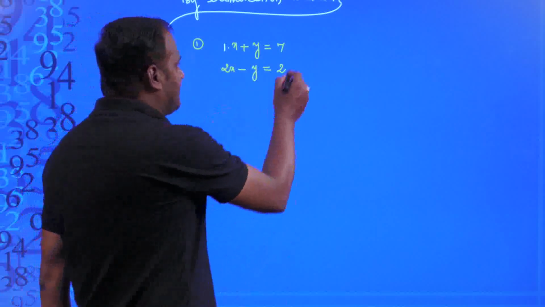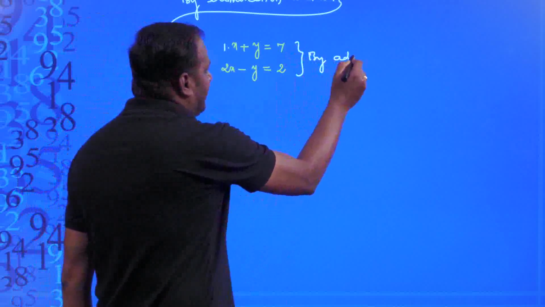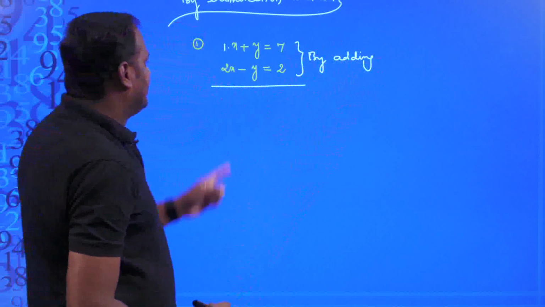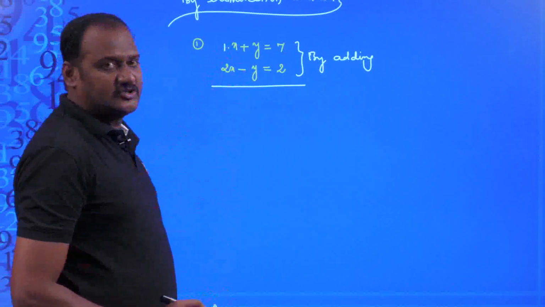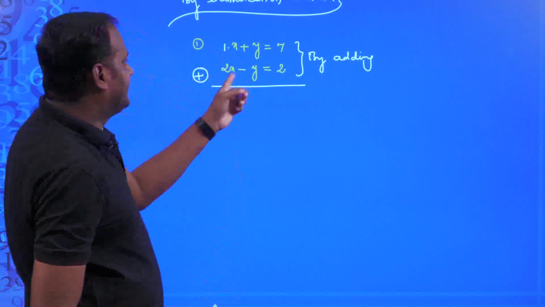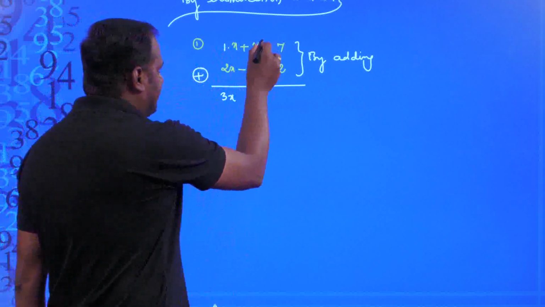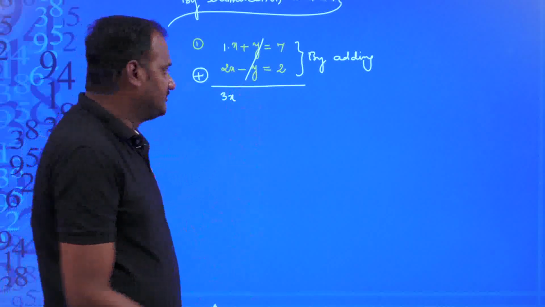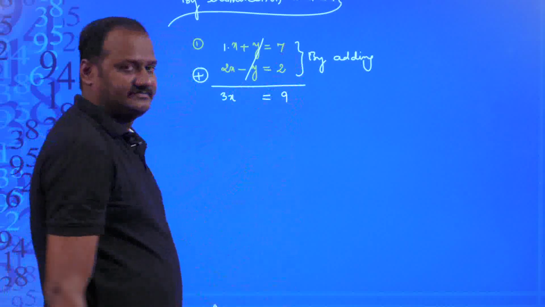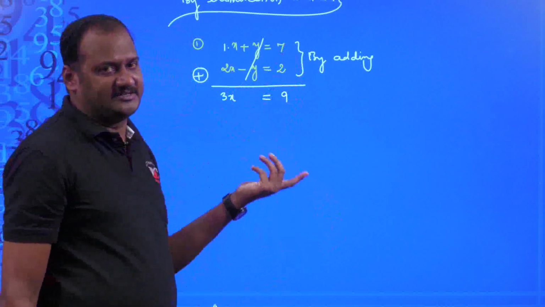So, by adding these two equations, what will we get? This is 1x plus 2x. So, we are adding them, right. 1x plus 2x is going to be 3x, plus y minus y will get cancelled, means 0, which is equal to 7 plus 2, which is going to be 9, right. So, 3x is equal to 9. Here onwards you can easily say what is the value of x.